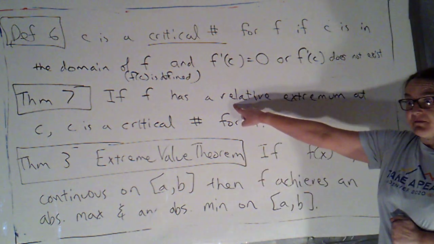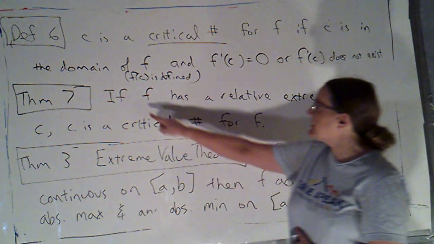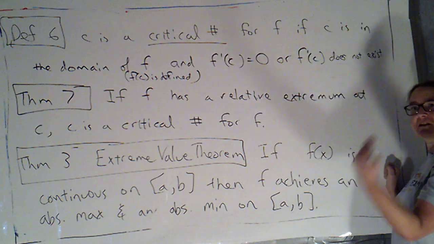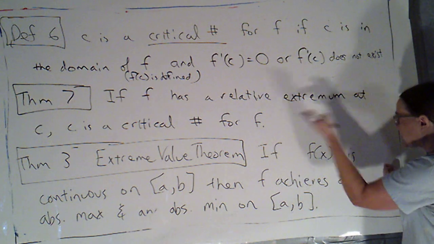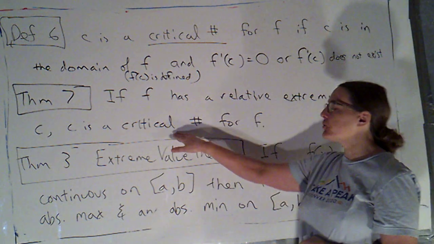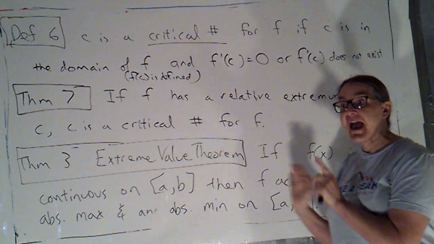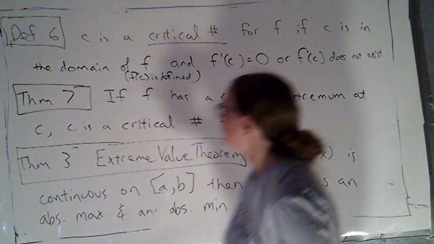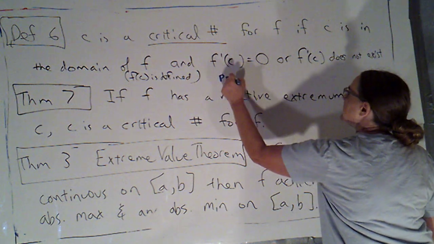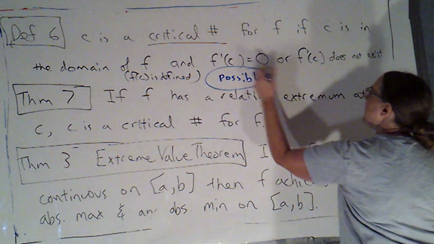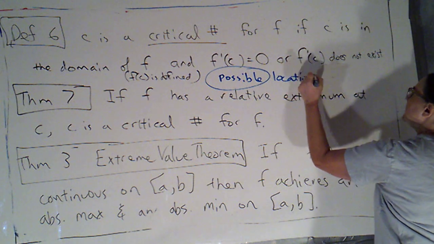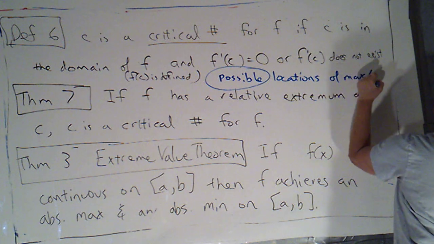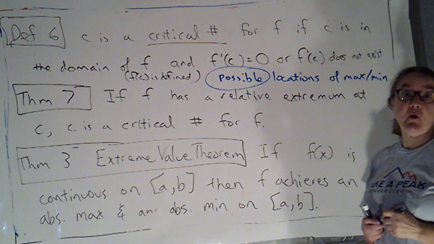Now, Theorem 7 tells us why we care about them. Theorem 7 says that if f has a relative extremum, and that's just a generic word that means max or min, so if we have a relative max or min at C, then C is a critical number for f. So that's why we care about our critical numbers. Critical numbers are possible locations of maxes and mins. I do want to emphasize the word possible. Just because it's a critical number doesn't mean it has to be the location of a max or a min. But if I'm looking for maxes and mins, that's a place that I definitely want to look.